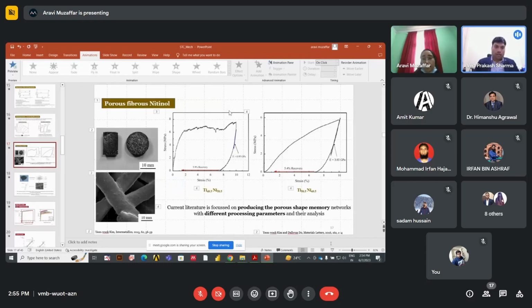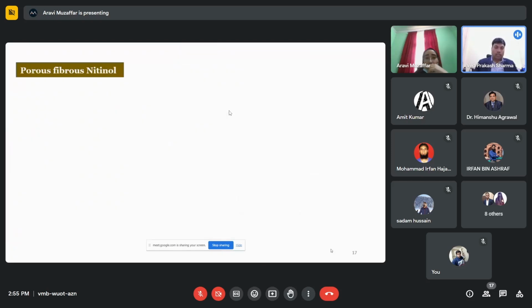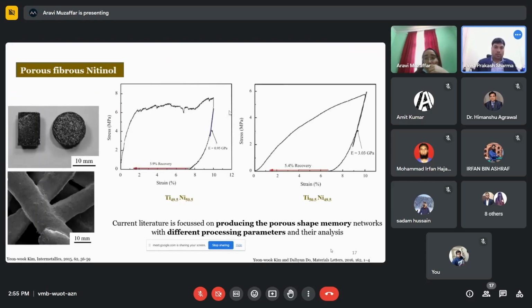Now if you look at these two plots, you are showing elastic modulus of say 0.95 in the left one and 3.03 in the right one. Generally we define modulus with the initial slope of a stress versus strain plot. In this case, you're looking at the slope at unloading. Yes. So why is it so? Is there any specific reason?